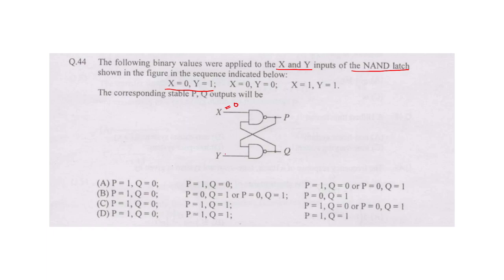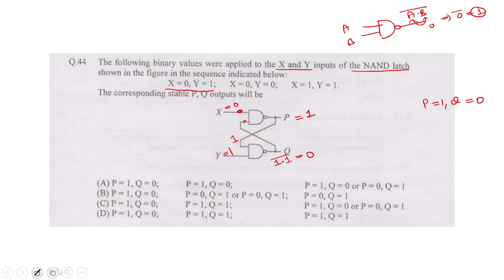So if this is x equal to 0 and y equal to 1, we know the NAND operation, right? A dot B complement. If one of them is 0, then obviously 0 complement will become 1. So if one of the inputs is 0, the output will automatically become 1, irrespective of the other input. This one is applied here. Now 1 and 1 complement is equal to 0. So for the first combination, P equal to 1, Q equal to 0, right?